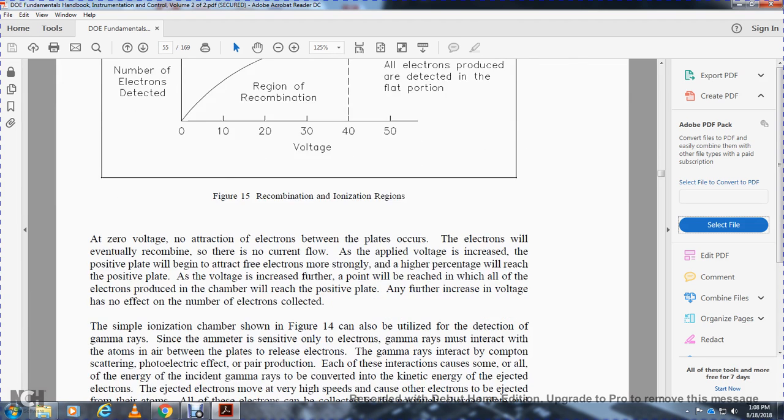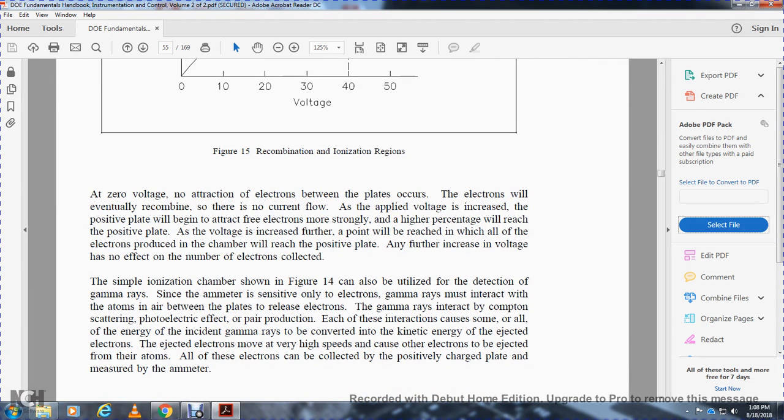At 0 voltage, there is no attraction of the electrons between the plates, so the electrons will eventually recombine with the atoms, with no current flow. With the applied voltage increasing, the positive plate begins to attract the electrons more strongly. A higher percentage will reach the positive plate as the voltage increases. At a further point, all of the electrons produced in the chamber will reach the positive plate. A further increase in voltage has no effect on the number of electrons collected.